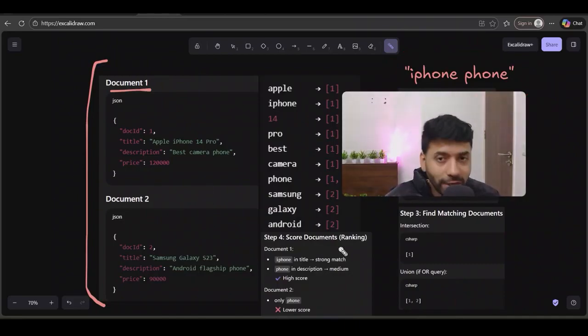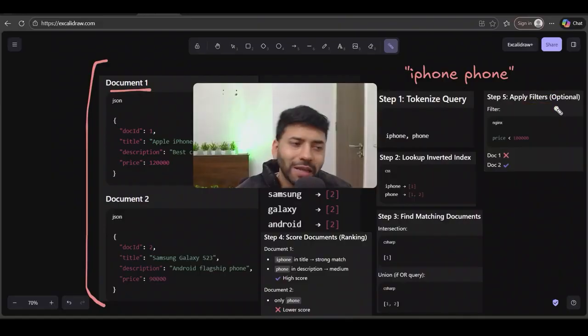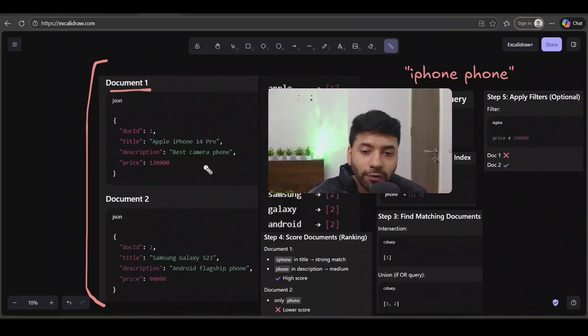Okay. But after this, we have another step, which is apply filters. That can be optional because it depends on whether the filter has been provided in the query or not. But let's say in the query, we were also provided a filter related to price. Say the user has said the price should be less than 1 lakh, or you can say less than 100,000. If we apply this filter now, because we have both of the documents, although document 1 till step 4 had a higher ranking, if you see this filter, it doesn't match here. The price of this device is more than 100,000.